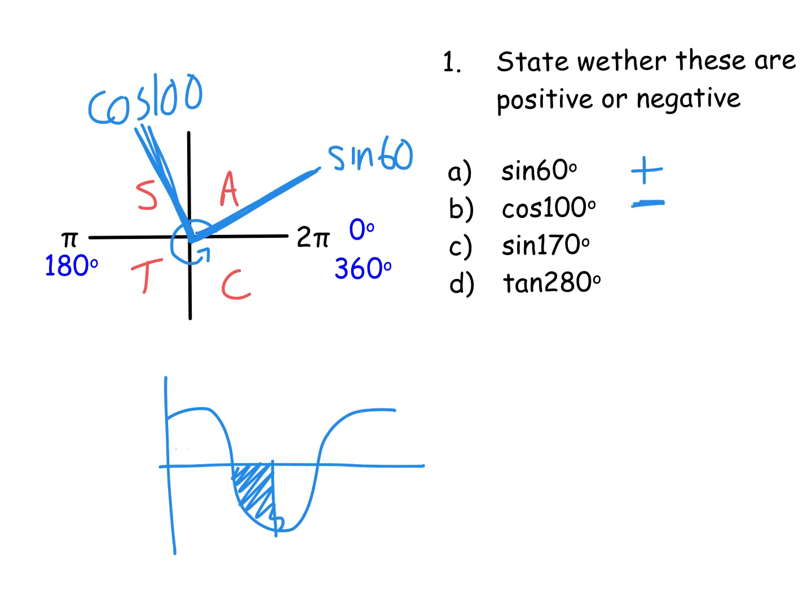Sine of 170 also falls in that box there. But this is a good one because that's the sine box, so sine is positive in there. And then tan of 280 falls just after the 270 mark. So tan of 280, it's in the cos box. It doesn't belong there, so that would be negative. And it's really important to be able to do that because it's a huge part of what I'm going to show you in the next question.